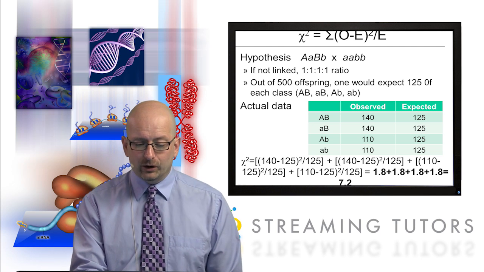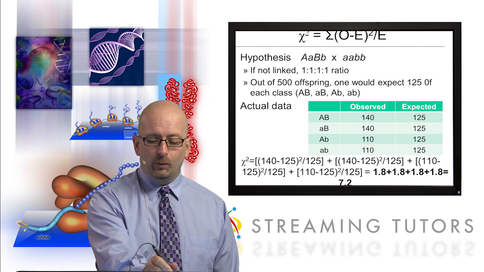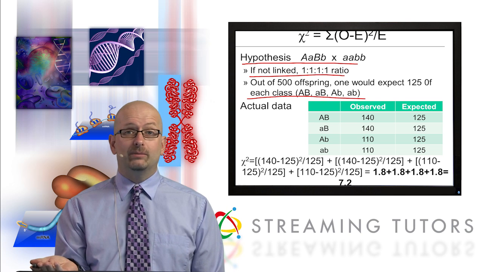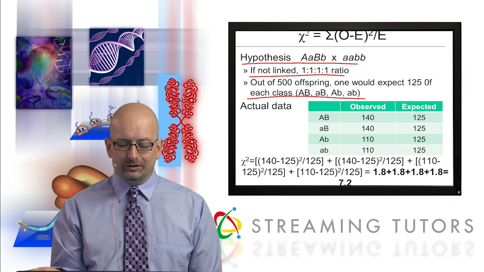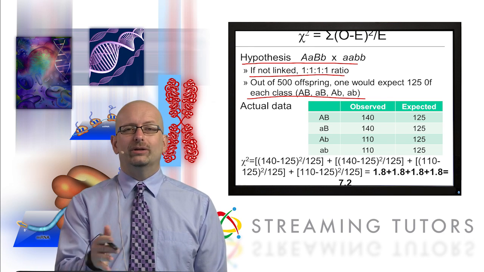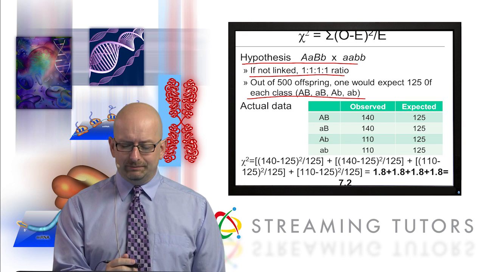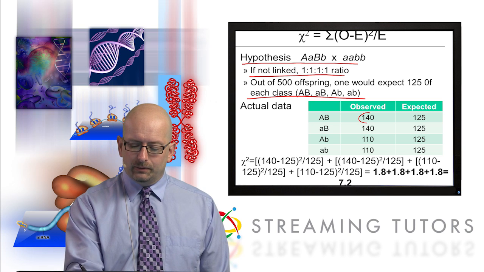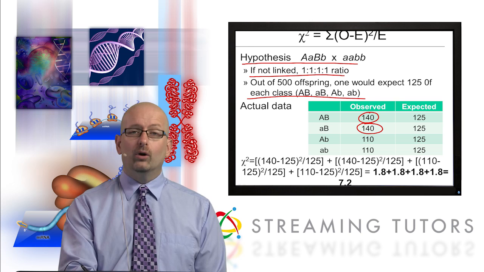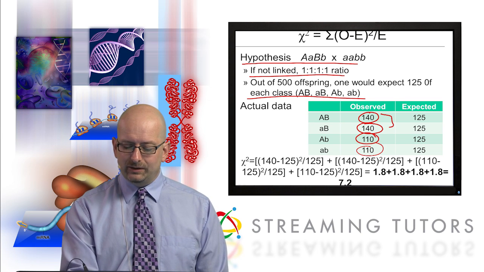So here is one where it's going to be almost on the border. I hope it's good with you that we don't have to say this every single time because it's the same type of cross, the same expectations, etc. Now, in real life it might be a little less even, but I've made good, solid, even numbers here just to illustrate the point. So instead of 125, we see 140 of these two classes, and we see 110 of these two classes.